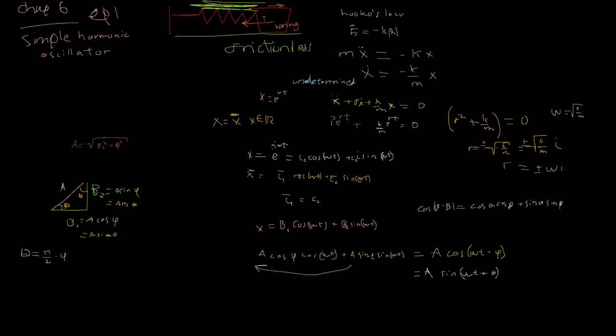And this theta or phi is going to be called the phase shift. This defines the way our thing oscillates. And this A, what does this say? Well, this A is the amplitude, and this is our frequency.